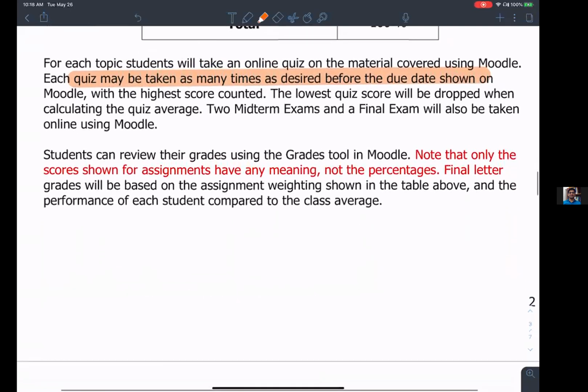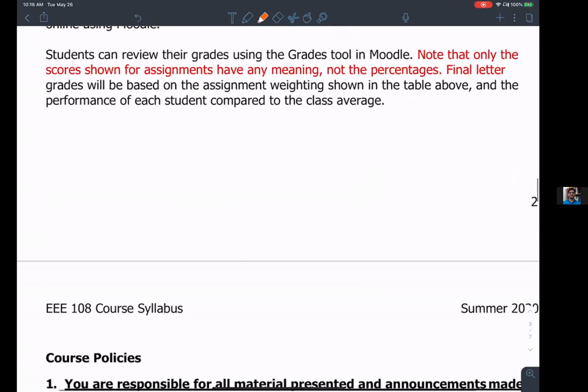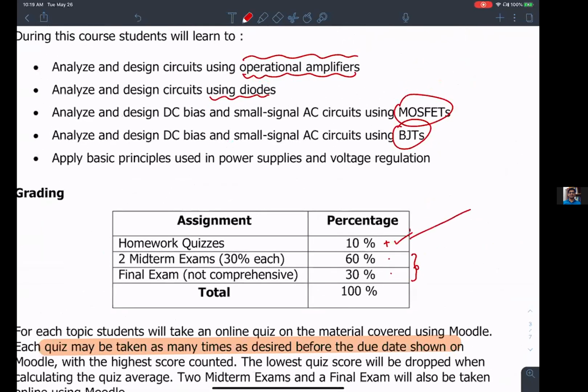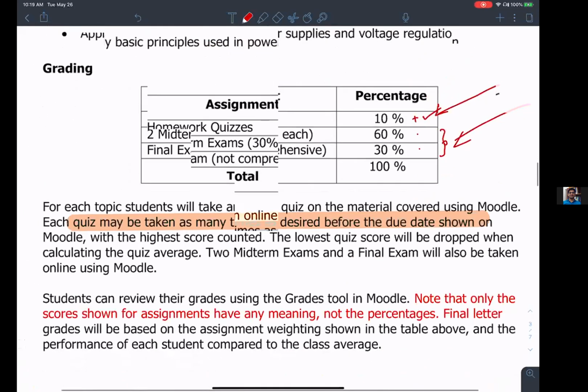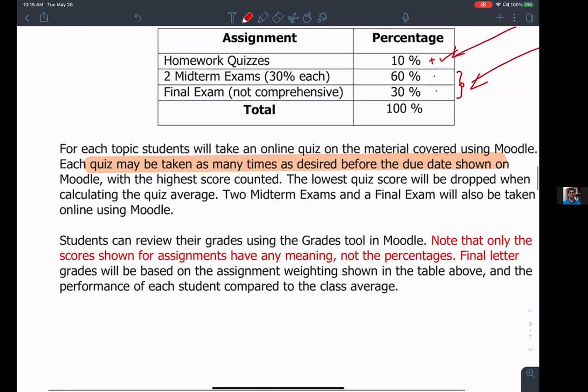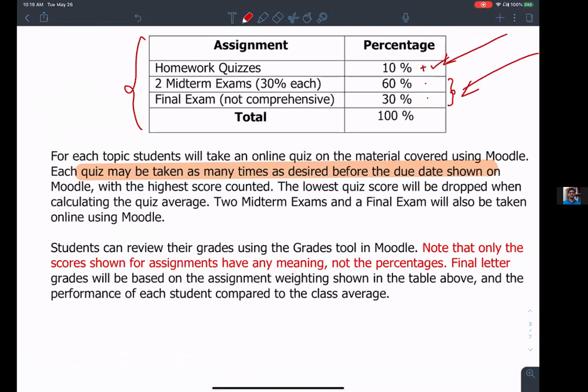The 2 midterms and final exams will also be taken online using Moodle. One note of caution is that you only want to pay attention to your raw scores in your quizzes and your exams. Sometimes Moodle does show some calculated columns like the total or something. Don't pay attention to that. Moodle is not doing that in keeping with this rubric here. So the only things that matter are the raw scores that you scored in the quizzes, the midterms, and the final exam. Don't pay attention to the total column thrown out by Moodle.